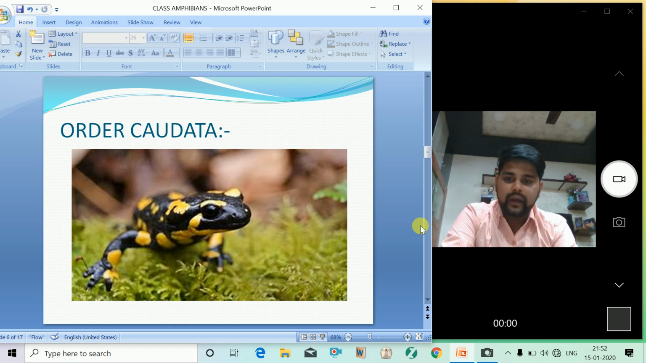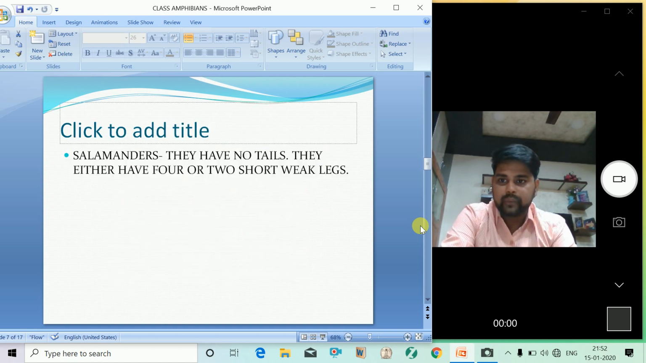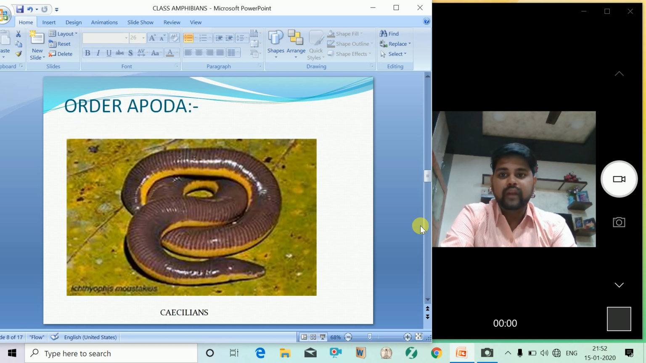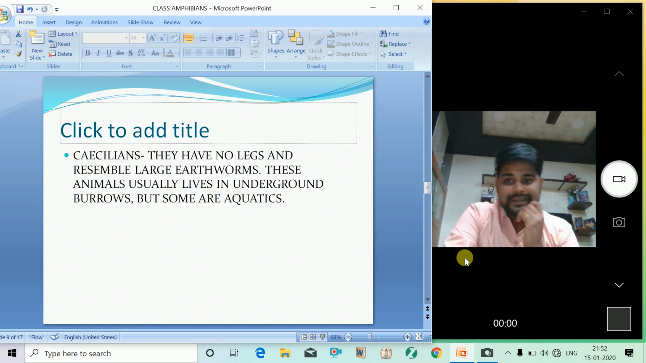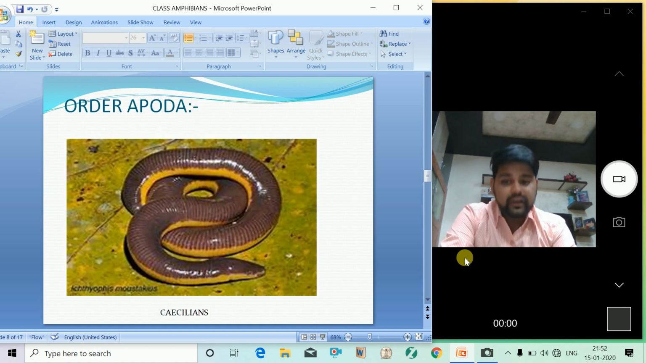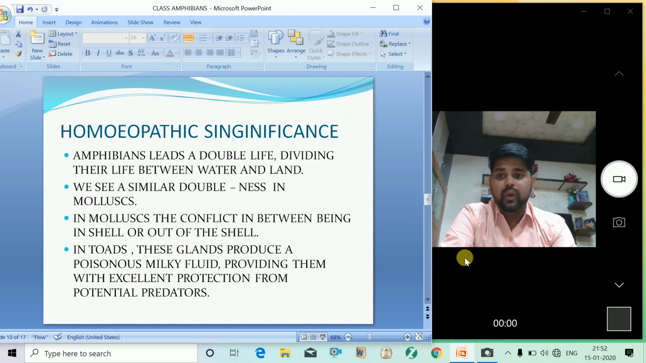Order Caudata, the salamanders. We all know the salamander. They have tails. They either have four or two short, weak legs. That's an interesting characteristic of salamanders. Then the Apoda, which includes caecilians. Caecilians have no legs and resemble large earthworms. These animals usually live in underground burrows, but some are aquatic. That's the major characteristic of caecilians.